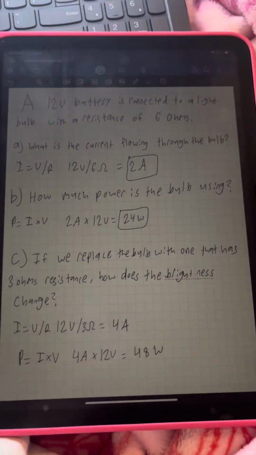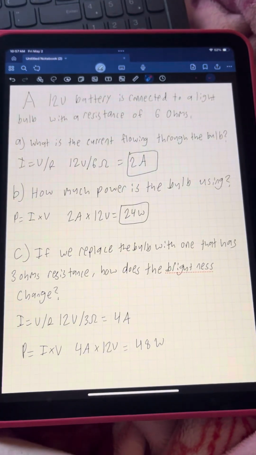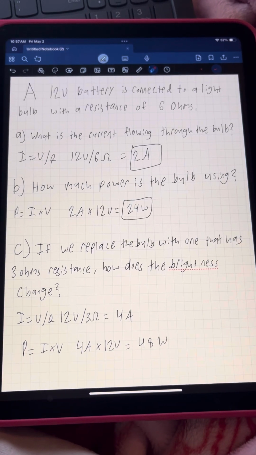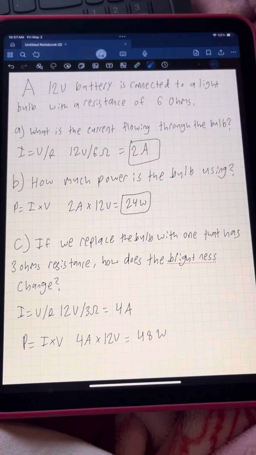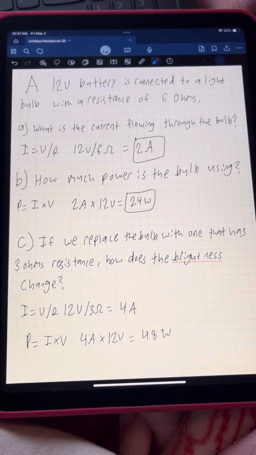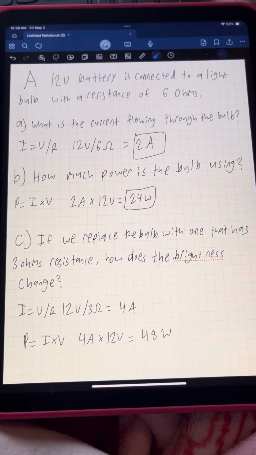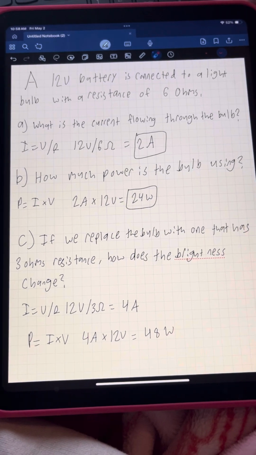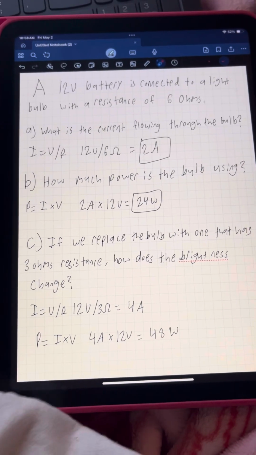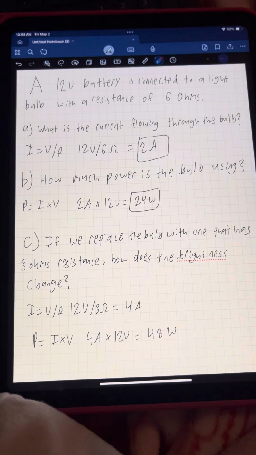Overall, we use light bulbs in our everyday life just to help us see, and what we don't realize is how each light bulb can have a different brightness. So today, we're going to learn more about light bulb brightness and how the current can affect the overall brightness of the light bulb.